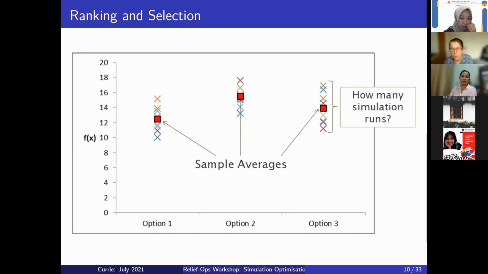So going back to our pictures of coloured crosses and red squares, what we're looking at is knowing how many simulation runs to make. So you might have these red squares as sample averages, and you'll have a set of crosses as well, or a set of individual runs for each of your options. You are then deciding how many extra simulation runs I need to make to get to a point where I have the answer. And that's what you're working through with these algorithms.